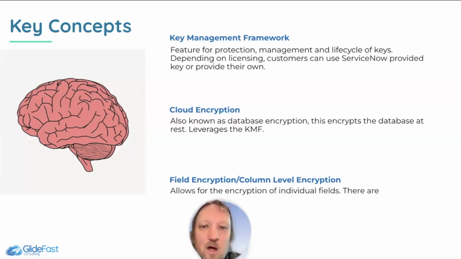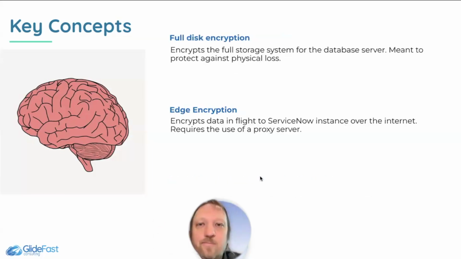Cloud encryption, also known as database encryption, is going to encrypt the database at rest. It leverages the KMF just like everything else. Field encryption, also known as column level encryption, is going to let you do encryption at individual fields and have control over who can read and write those things. Full disk encryption.